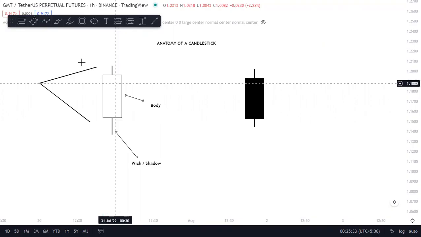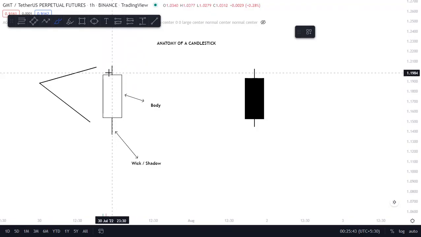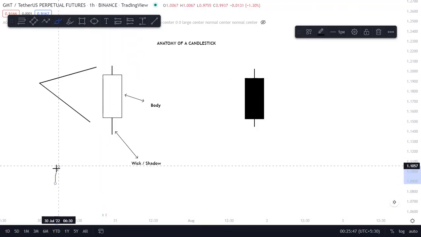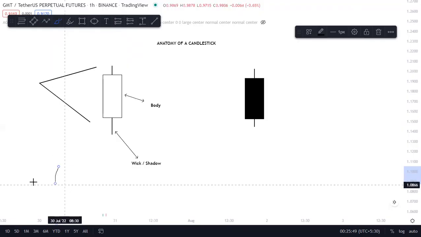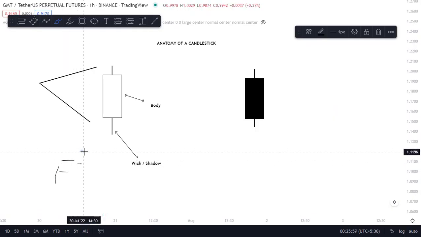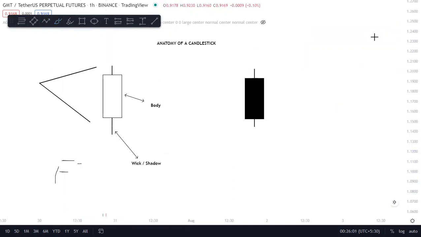Now in a bullish candlestick, they open at the bottom, right? When they want to pump, they open at the bottom and close at the top. That is why they are always bullish, they tend to be pumping. When they open below, they close at the top, right? So like that, they open at this point in price.